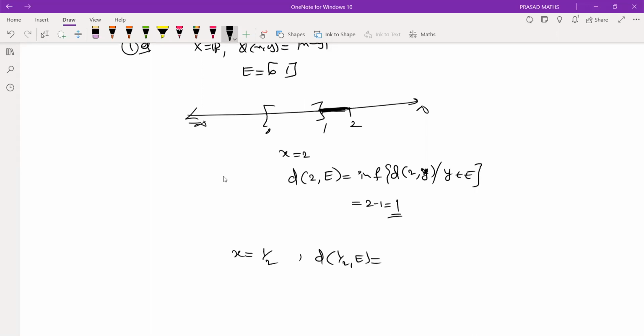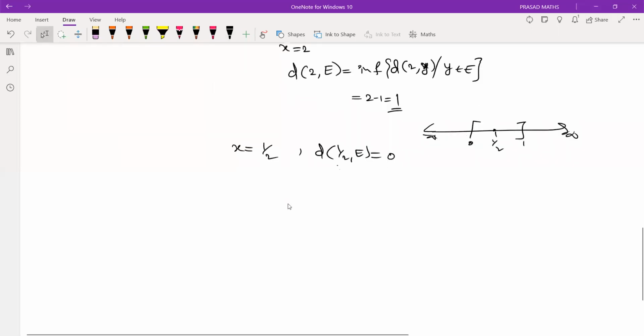Anybody? That means your set is like this, closed 0, 1. Your point is this. What is the distance between the point and the set E? Anybody? 0. 0, because it is a point of the set. How? If you take any point in a set, automatically the distance between x and E is 0.